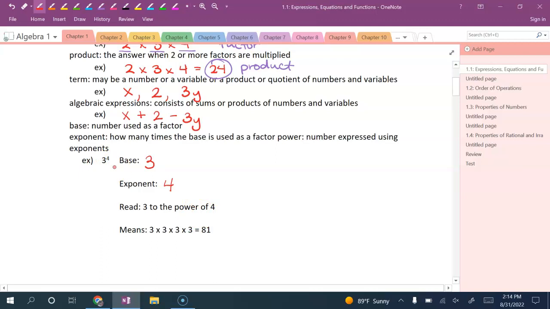And remember, when you have something raised with an exponent like that, it means that you're taking that number times itself. So you're taking 3 times 3 times 3 times 3 to get 81.